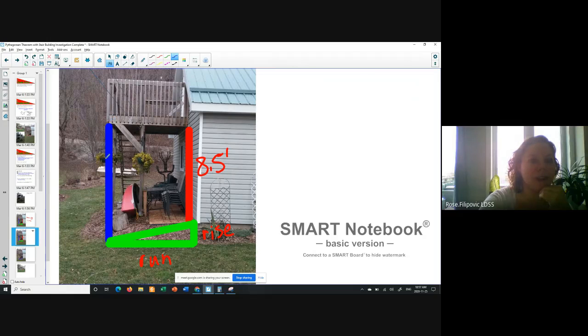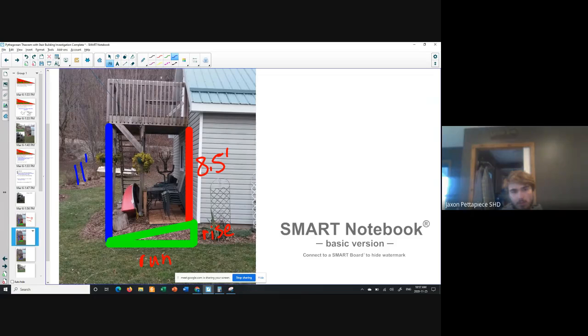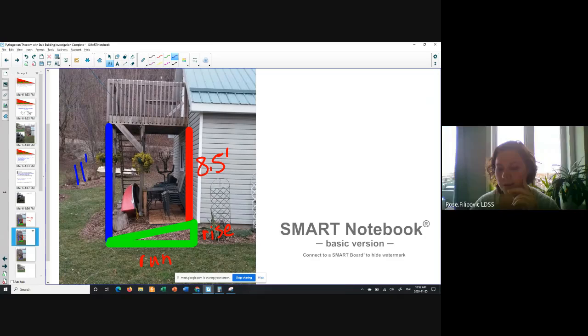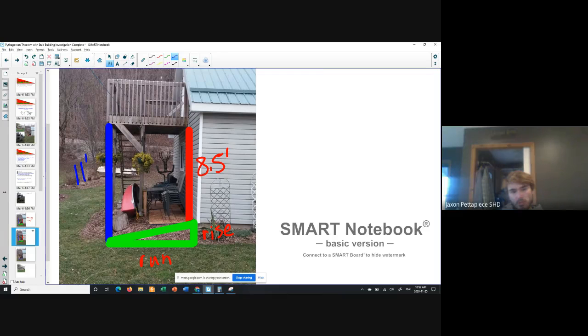So from here down to here, this measurement was, sorry, I had it here. I just need to find it. This one is like 11 feet. Is that right? 11 feet? Doesn't seem right, because that seems really tall.